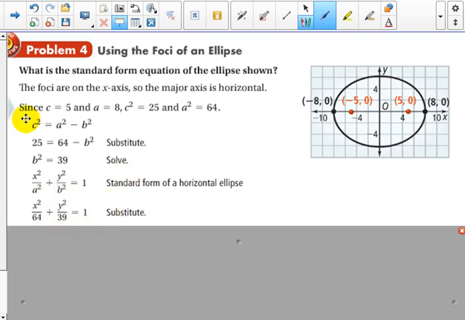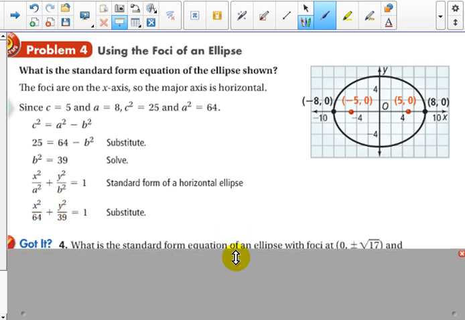Okay, so we use that Pythagorean theorem-ish formula to get to this, to give us our b squared, which let us put in our numbers and create our equation.